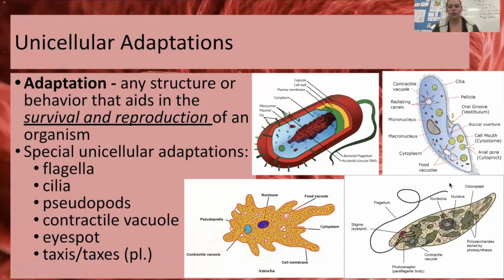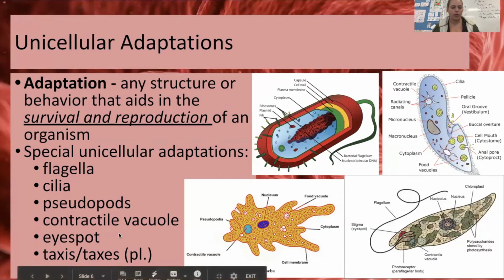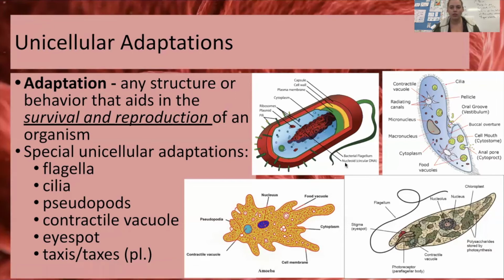We have cilia, which are these little tiny hairs that we see outside of this paramecium. Pseudopods, which we are seeing here on this amoeba, are extensions of the cell membrane that help the cell to move along and gather food. We have contractile vacuoles, which are these star-shaped organelles that you see here. These are common in protists that live in ponds, and we'll talk about why that is.